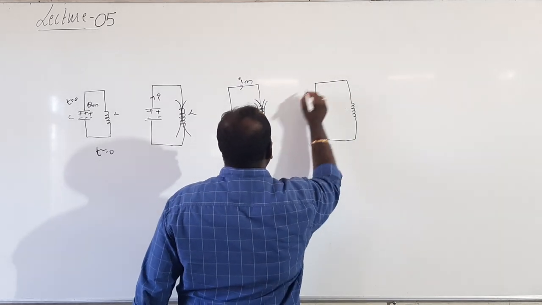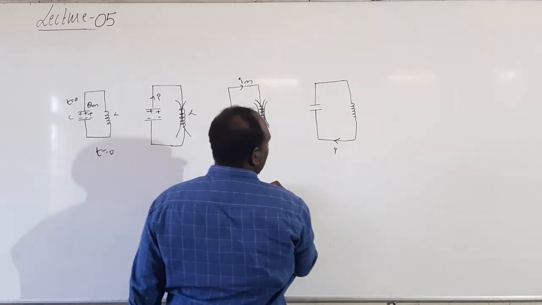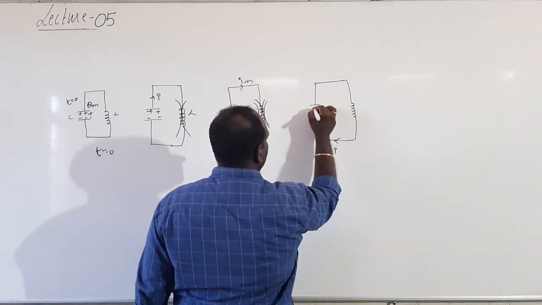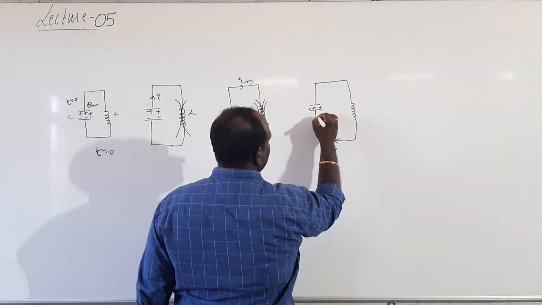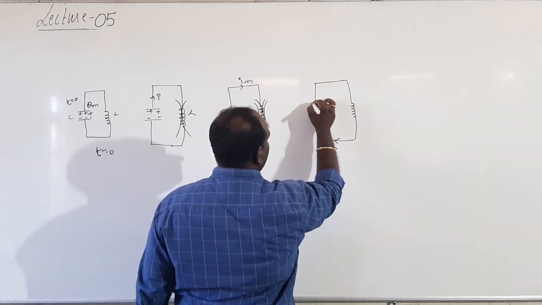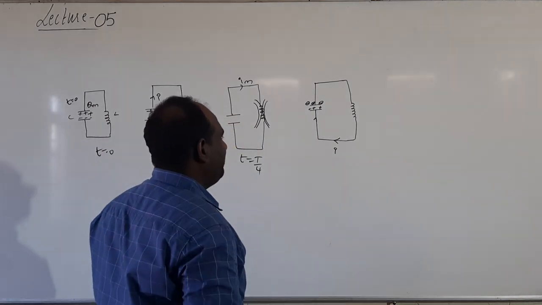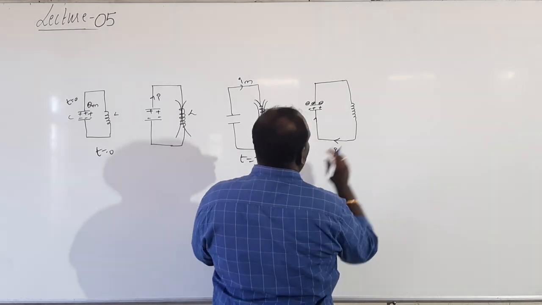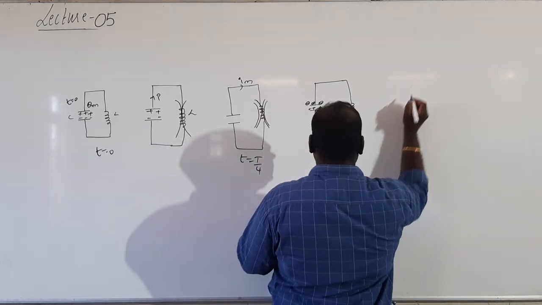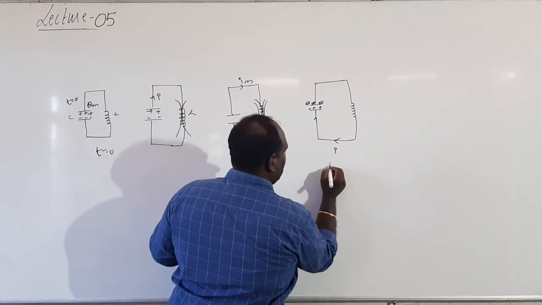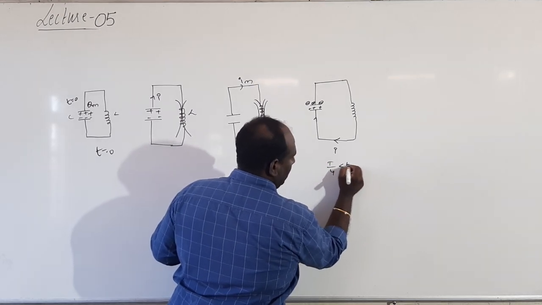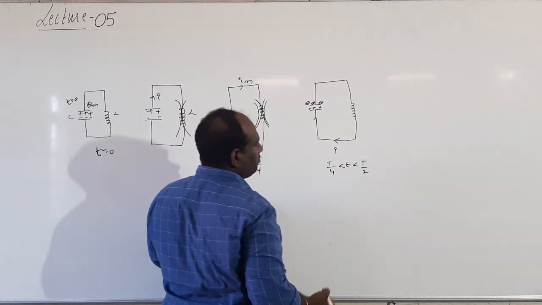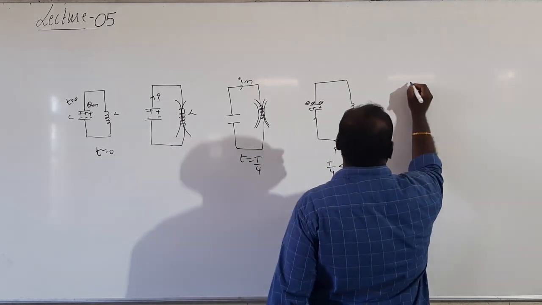Initially it was flowing in the upward direction, now a current I is flowing. The current I flowing means the direction of current is from positive to negative. So the current flows in this direction, so this becomes positive, this becomes negative. So the plate becomes reverse polarized. So after some time, what will happen? This process occurs between T by 4 and T by 2. Then at T by 2, what will happen?